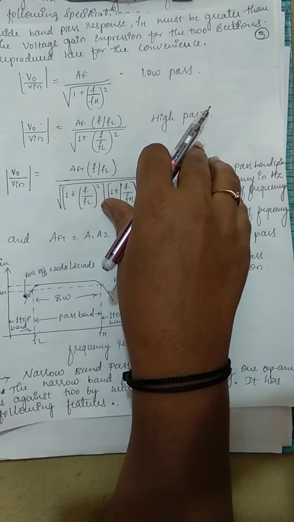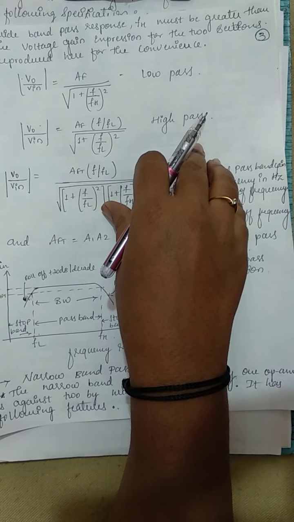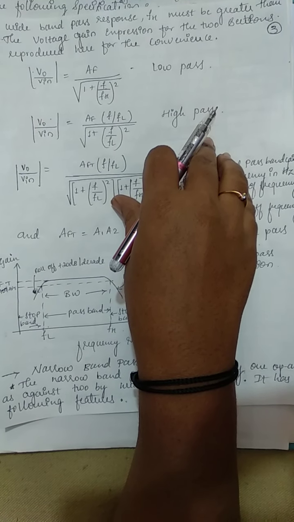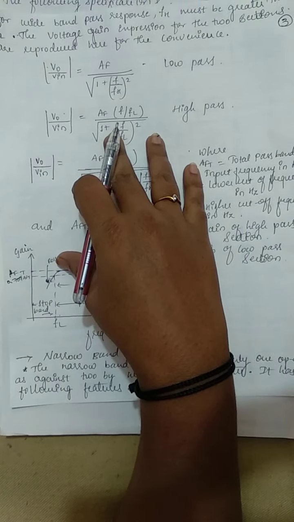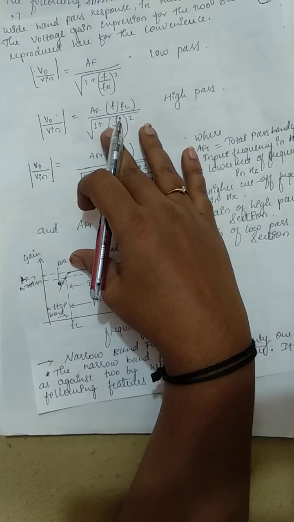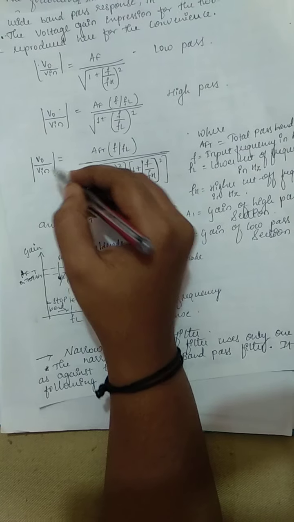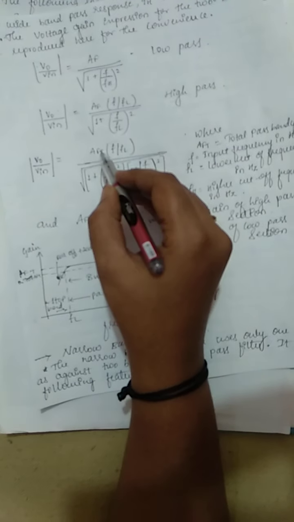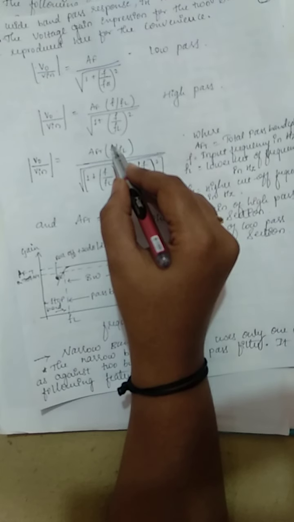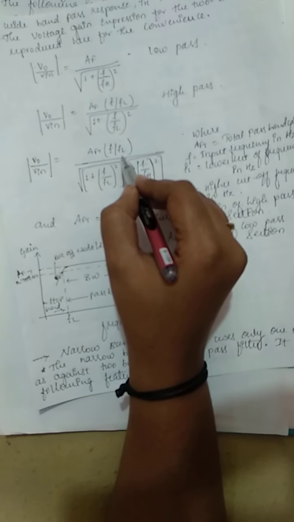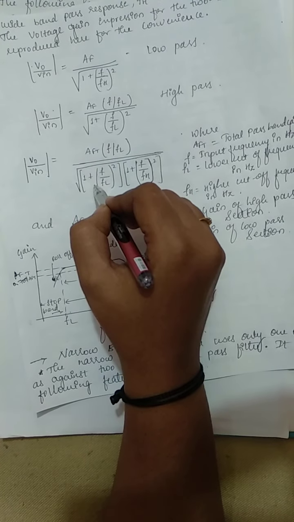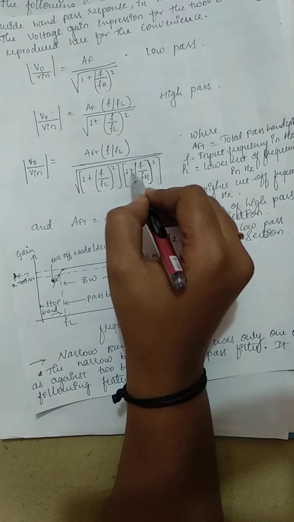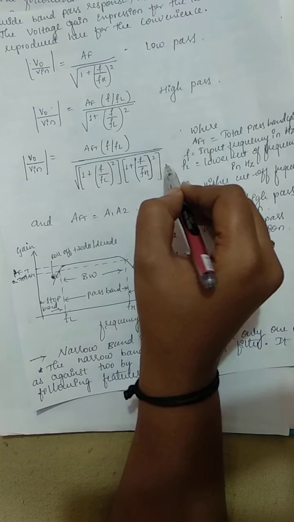So the design steps, we have already discussed in the first order low pass and high pass filters, are to be used for the wide band pass filters. So the magnitude of gain, that is Vout by Vin, is equal to AFT into (F by FL) divided by root of (1 plus (F by FL) the whole square) into (1 plus (F by FH) the whole square).